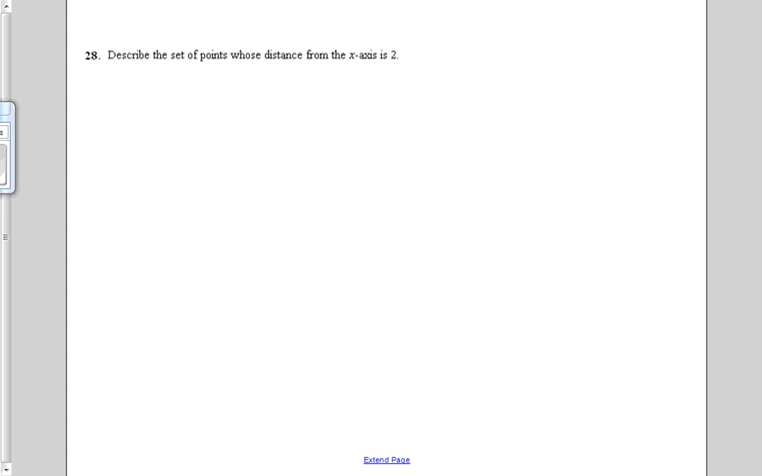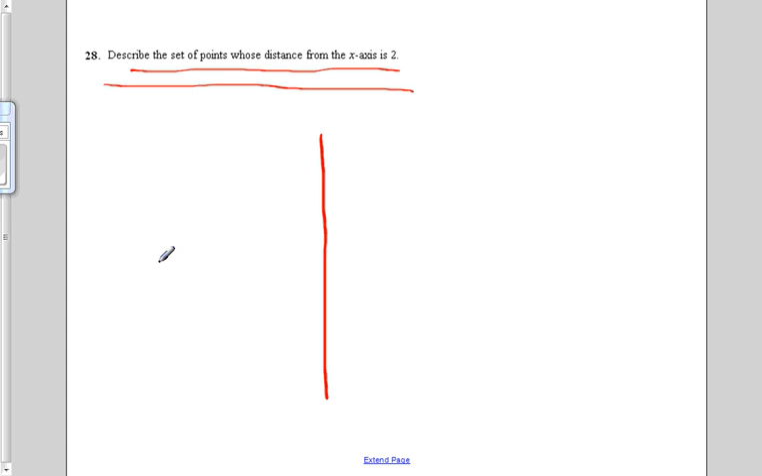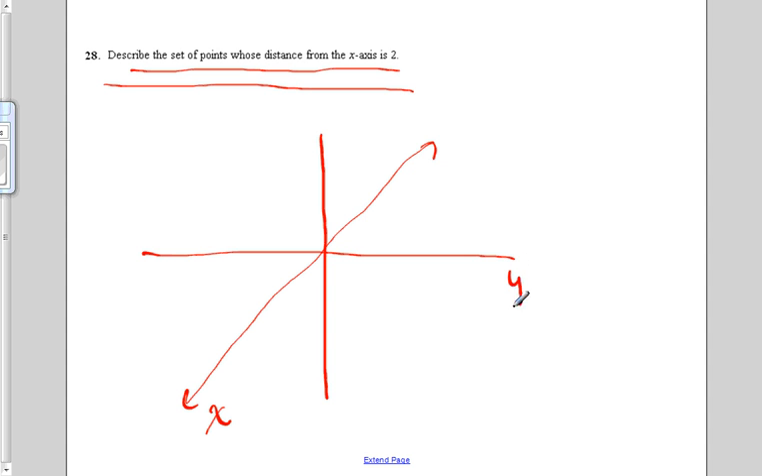All right, last question that we're going to look at, and we'll end with an easy one. It says, describe the set of all points whose distance from the x-axis is 2. So, if we draw our coordinate planes, in this case, coordinate space, that's no longer a plane. So we want the set of points whose distance from the x-axis is 2.